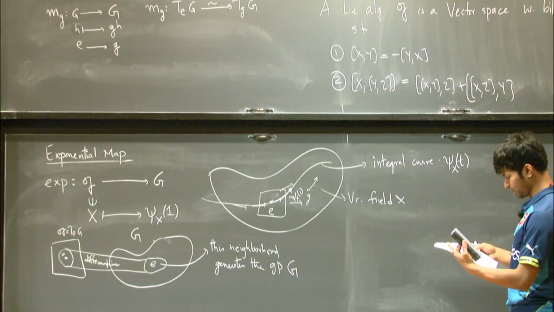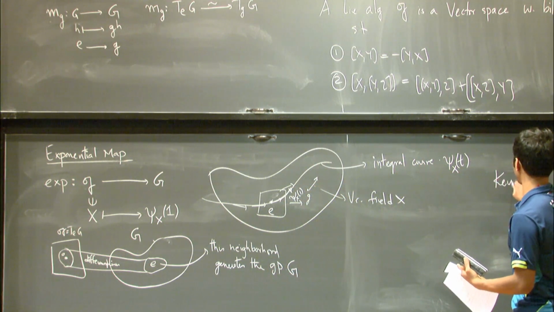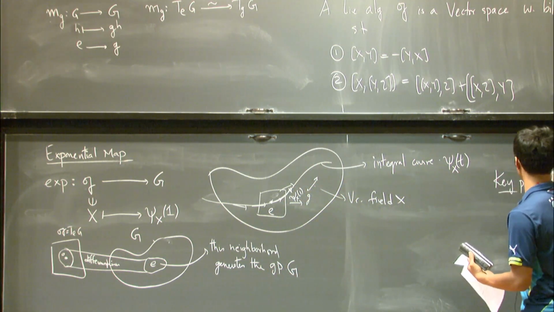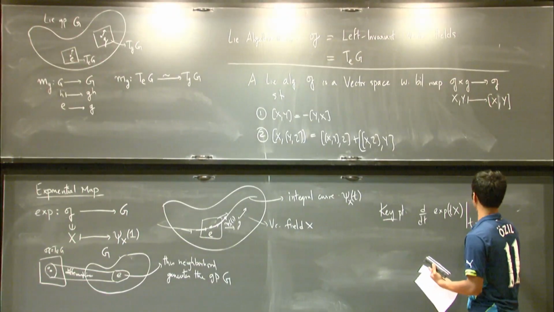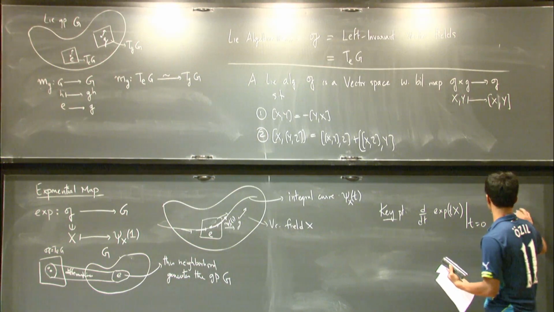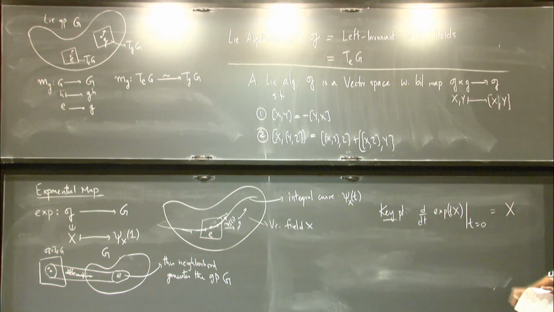So basically the key point here is that you can go back. And the key point is that if you take the derivative of exponential of t times x at t equal to 0, you will recover x. This is about as natural as you can think of if I told you those formulae.